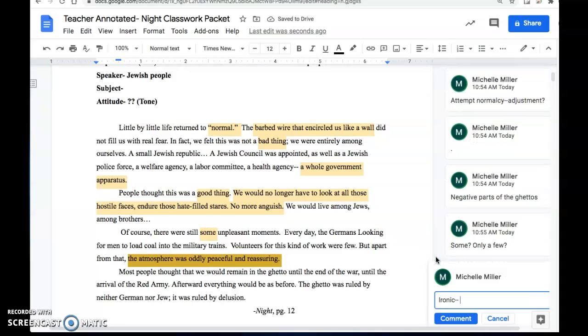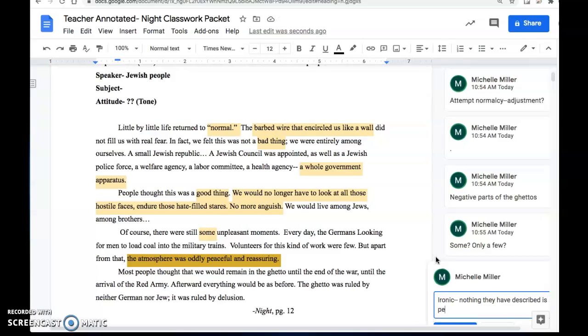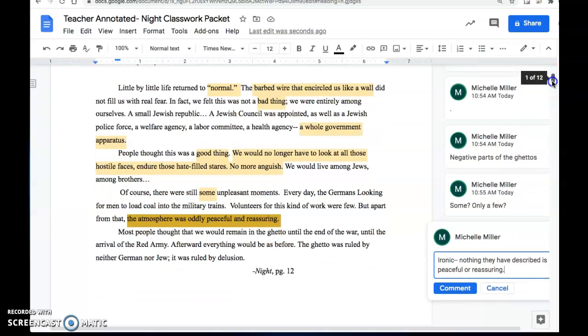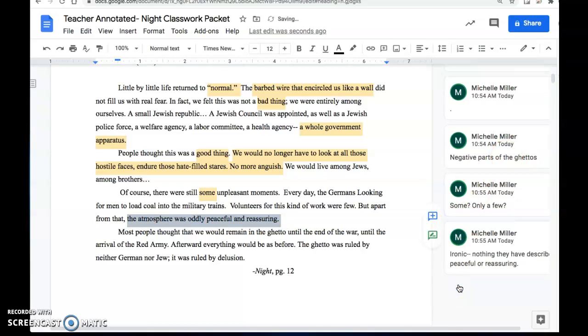So this is ironic to me. Nothing they have described is peaceful or reassuring. Right? They have German officers living in their homes. They got everything taken away from them. There's hate-filled stares. There's anguish. There's barbed wire. And for some reason, these Jewish people are still feeling okay.